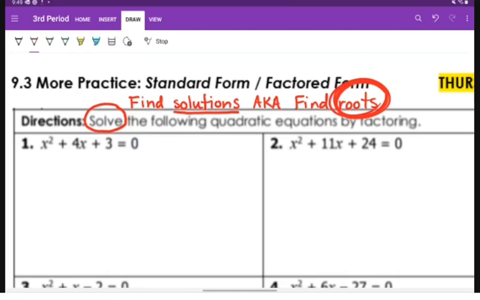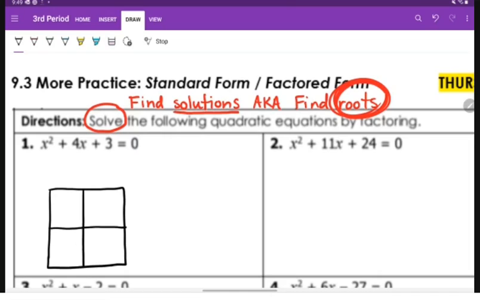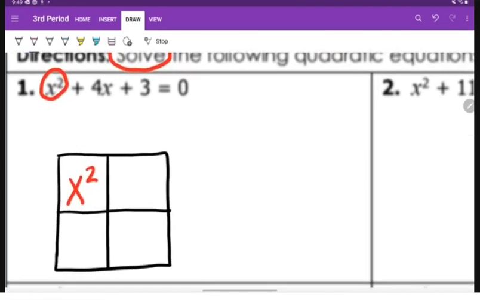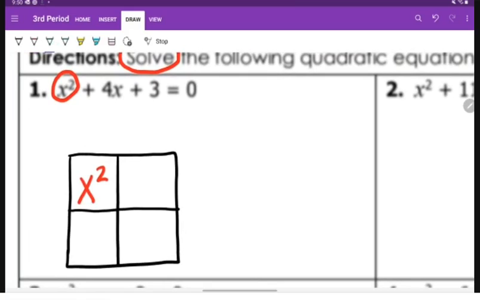Okay, let's dive into number 1. In number 1, we need to find the roots, find the solutions. And in order to do that, we want to convert this quadratic equation into the factored form. Factoring is kind of the opposite of multiplying, so we're going to start with a generic rectangle. Into our generic rectangle, we're going to put the x squared on the top left, and we're going to put the positive 3 on the bottom right.